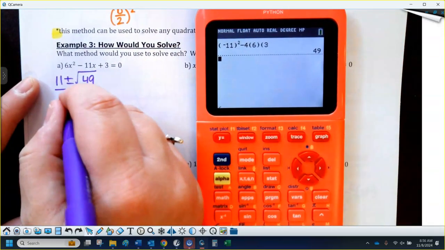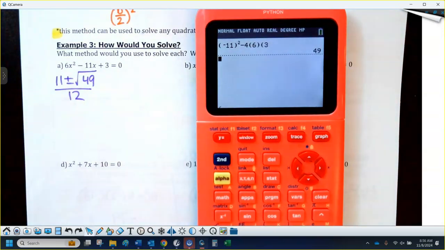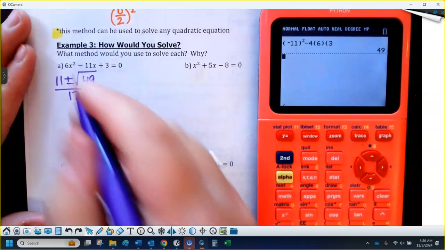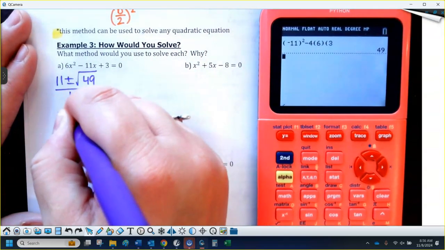2 times 6 would be 12. So at that point, I've determined it's factorable, but at that point, I would just do the quadratic formula, because I've already done all the work to figure that out. Also, I know this is factorable because I just showed you guys the discriminant. So I could factor this.